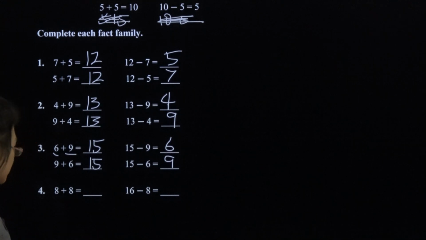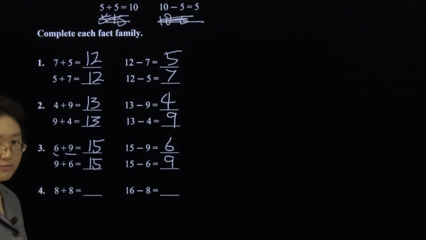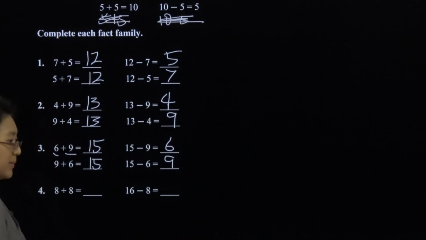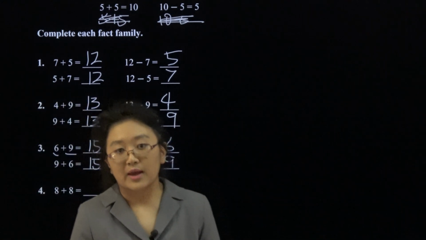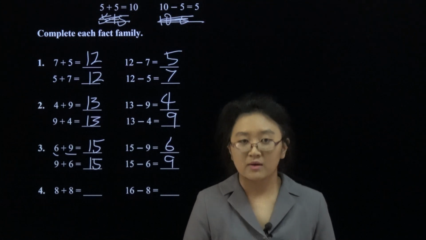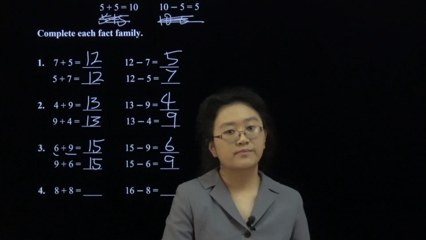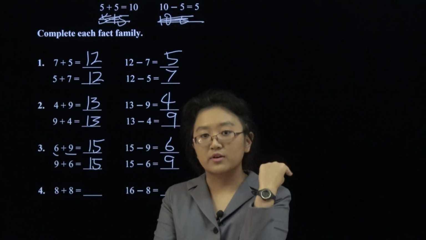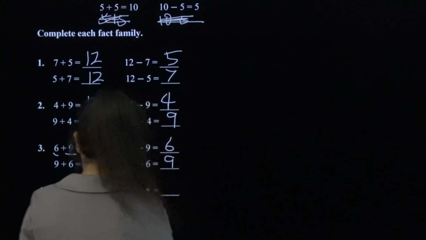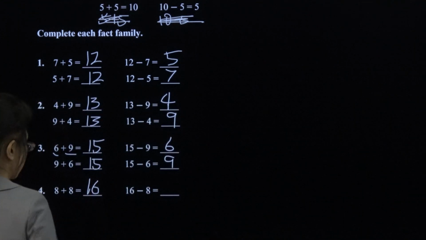Now for our last question of this section, we get 8 plus 8, which is a doubles. If you remember your single digit addition, then you would remember that 8 plus 8 is equal to 16. But you could also count right now if you don't remember. Try to remember it as soon as possible though. Now, 8, 9, 10, 11, 12, 13, 14, 15, 16. 8 plus 8 is equal to 16.